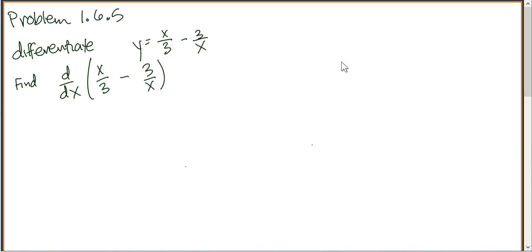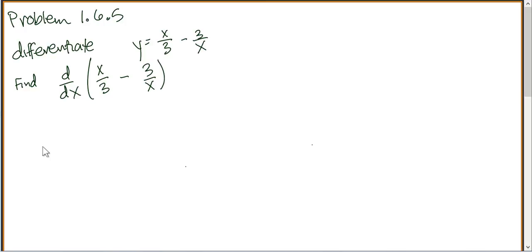So this is problem 1.6.5, and we want to differentiate y equals x over 3 minus 3 over x. Or if you're looking at your screen, it also says underneath, okay, well, what is d over dx of x over 3 minus 3 over x? So first of all, when you see this d over dx, remember that's just our symbol that says take the derivative of whatever comes next.